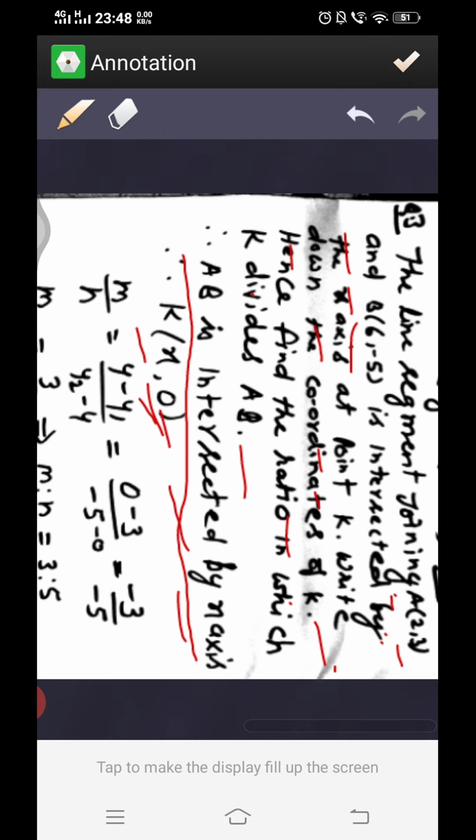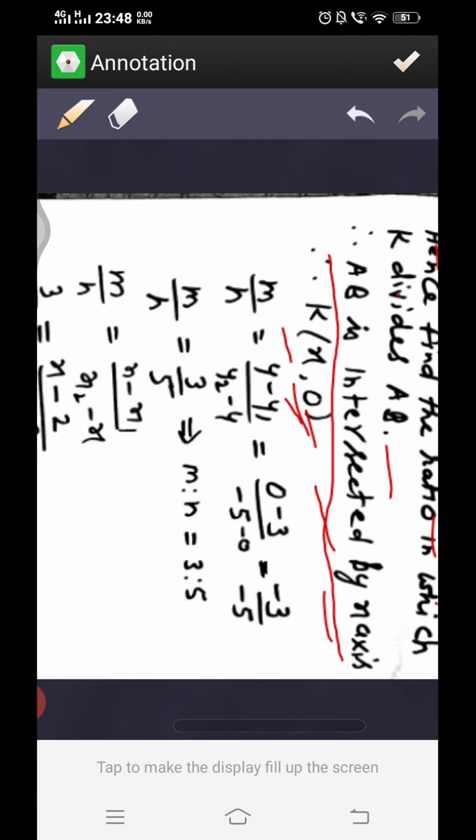So first of all we will find out here m upon n, that is the ratio. You see, m upon n equals (y minus y1) upon (y2 minus y). Why are we taking this formula? Because y1 is given, y2 is given, as the A and B coordinates, and y is given as 0, not x. So we are applying here m upon n equals (y minus y1) upon (y2 minus y). Now we will put here the values.